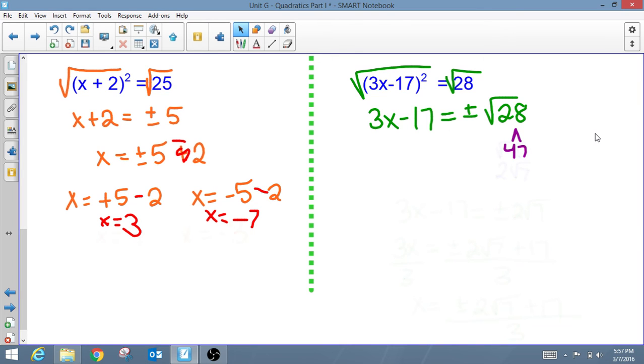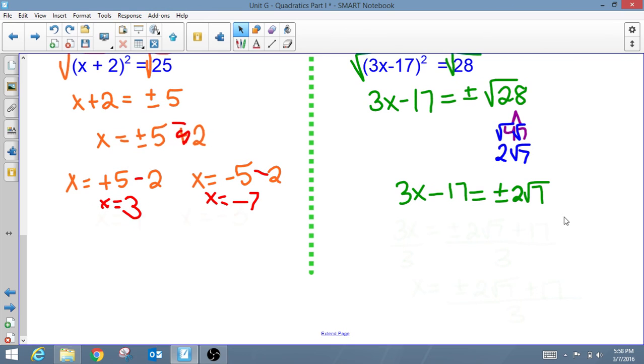Can we take the square root of 4? Yes, we can. So we're going to take the square root of both, and this will simplify. So the square root of 4 is 2. Since we can't take the square root of 7, we will leave it underneath the radical. So this will give us 3x minus 17 equals, we'll still have that plus and minus, but instead of square root of 28, we're going to write 2 square roots of 7. Now there's a couple more steps and then we'll be done. First, to get this x alone, we need to add that 17. So we'll get 3x equals plus or minus 2 square roots of 7.